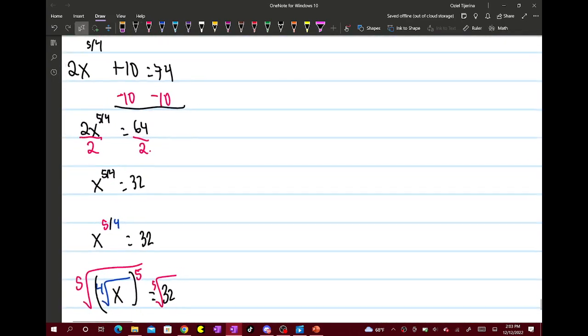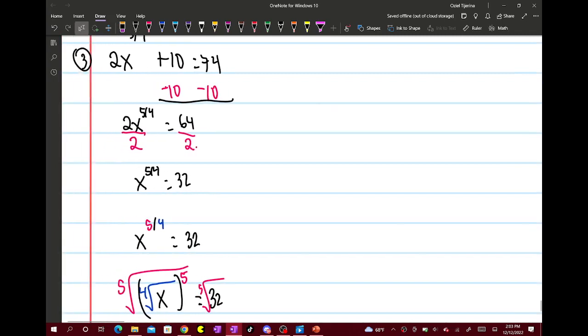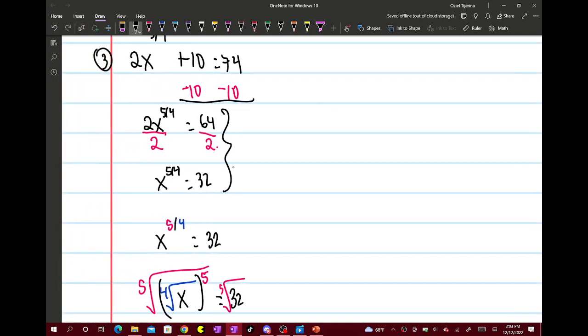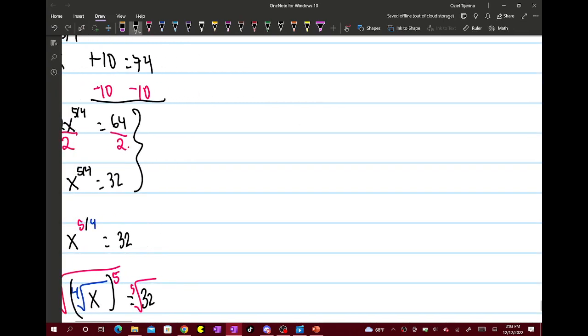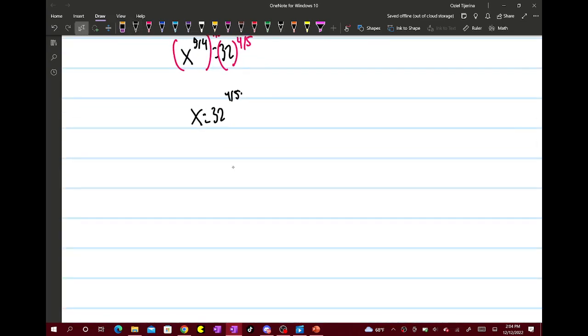And then the other way, like I said, you would still do all of this, right? Make it x to the 5/4 equals 32, and then you can do it like this. So we have x to the 5/4 equals 32, and you can raise it to the 4/5, because again, when you multiply these two, it equals 1. So you need to raise it to the 4/5. And then, of course, you get x equals 32 to the 4/5.